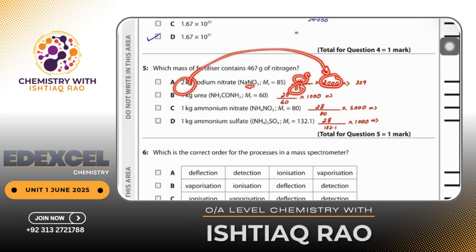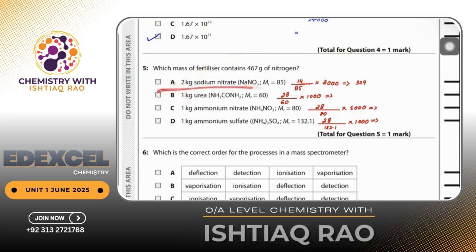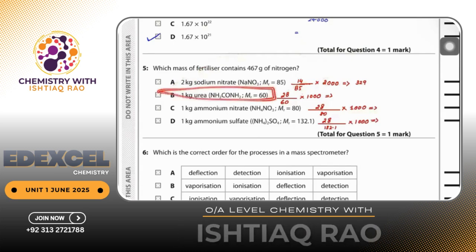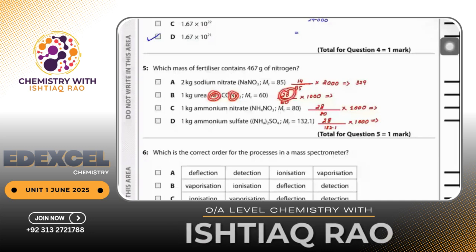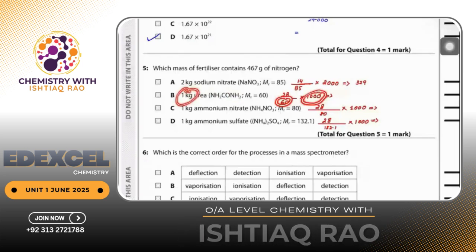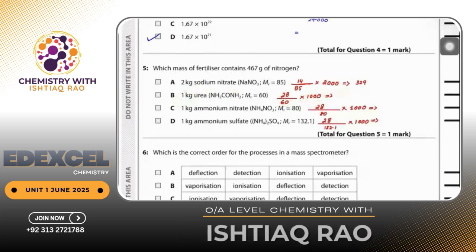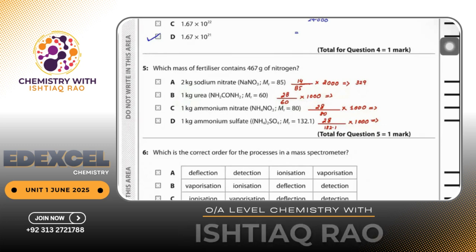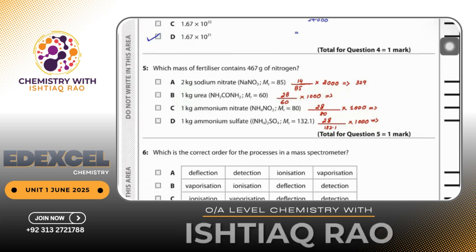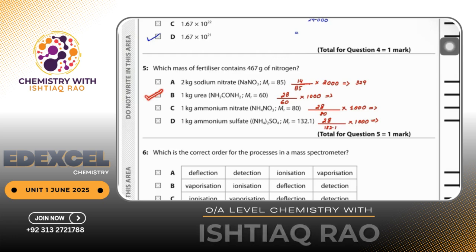Then again, I'm going to do the same concept with option D. We have two nitrogen in this formula. Two nitrogen means 28 divided by the total multiplied by the 1 kilogram. I'm going to convert it into grams, so it's going to be 1000. So you can do this one. Of course, in option B we are getting 467 grams. That's the answer.